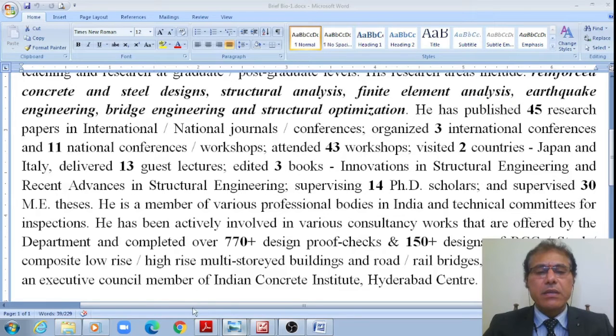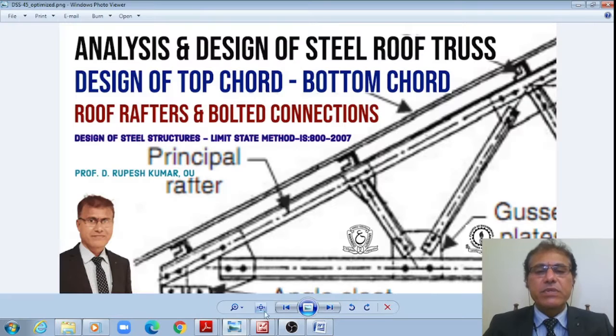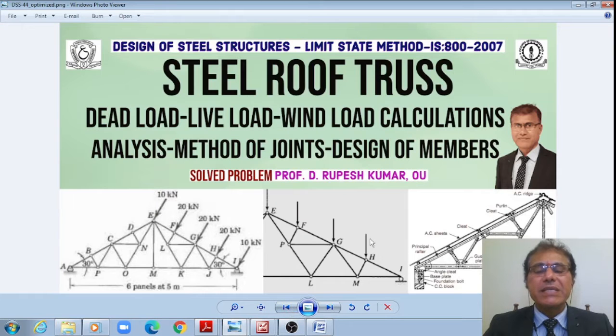Let us see what we will be discussing in today's class, right? In the previous class, we have seen the analysis of the Fink truss. A Fink truss was given where we have fixed the geometry, we obtained the lengths of each of these members, and we have obtained the dead loads as well as the live loads, and the wind loads, and we did the analysis by method of joints. I have just shown one joint only, A. Likewise, we have obtained the design forces.